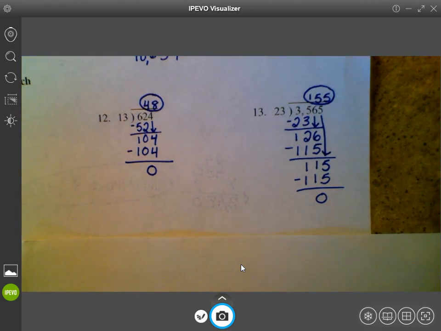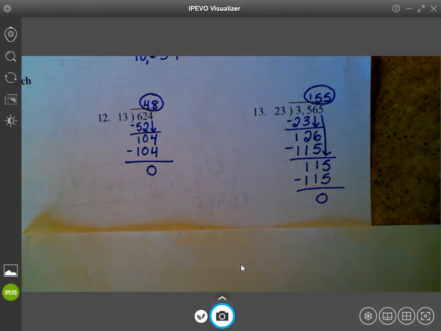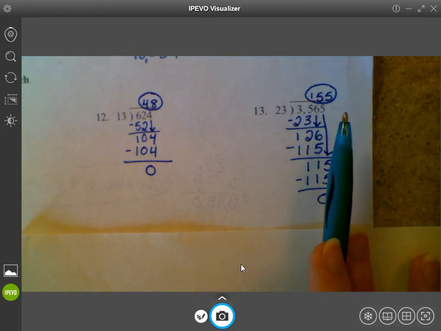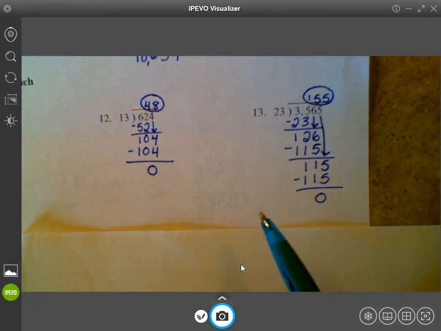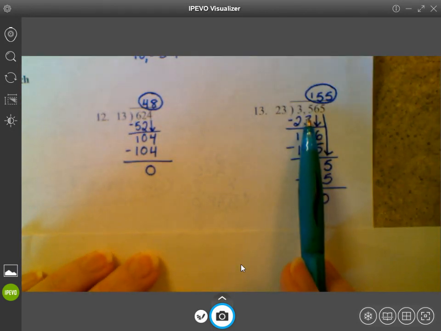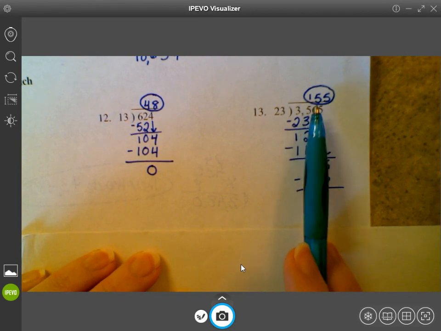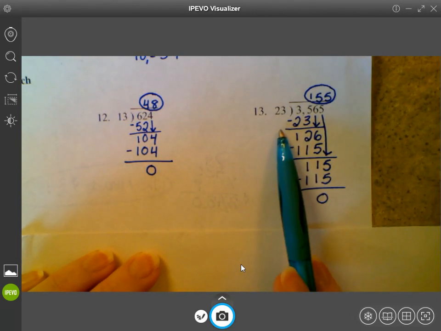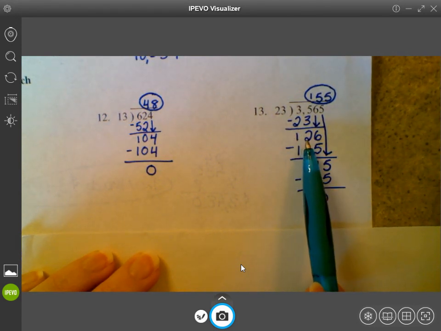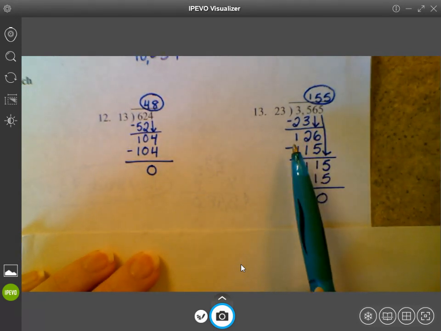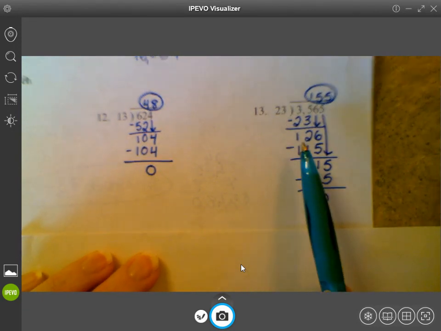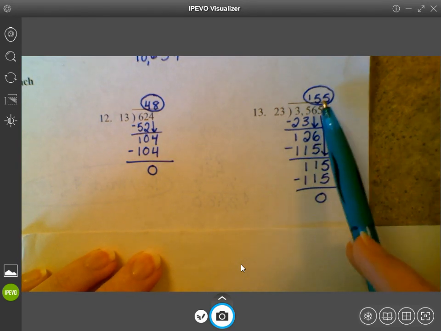you were asked to divide 3,565 by 23. You should have wound up with 155 as your answer, and this is how. 23 can't go into 3, but it can go into 35. 23 goes into 35 once, so we put the 1 up top. Then we'd subtract 23. 35 minus 23 gets us 12. Then we bring down our 6 for 126. So then we ask, how many times does 23 go into 126? Well, it goes in 5 times.